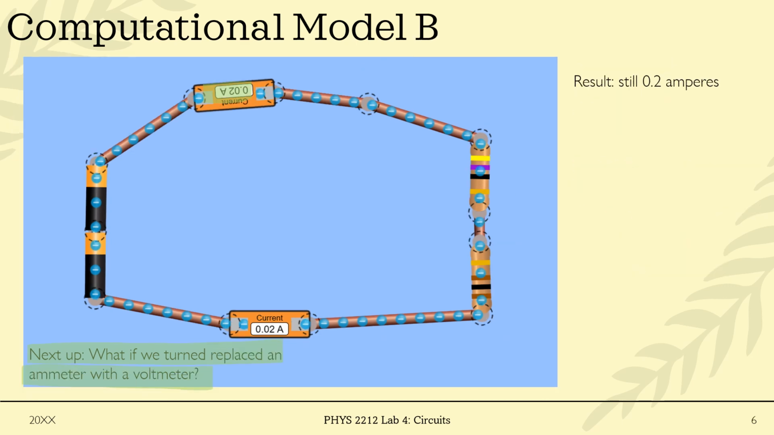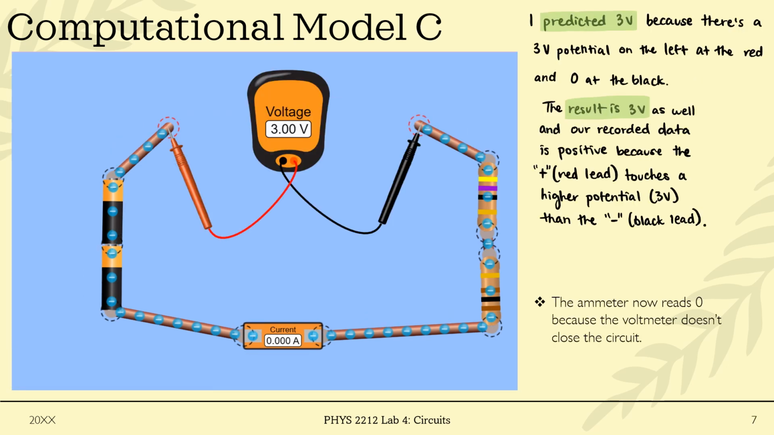Then in Model B, I found that if we made one of the ammeters backwards, we would still get the same result in amperes. Then in Model C, when we replaced one of the ammeters for a voltmeter, I predicted that it would read 3 volts because there's the two batteries on the left and nothing on the right, and that was correct. And the ammeter now reads 0 because the voltmeter doesn't close the circuit.